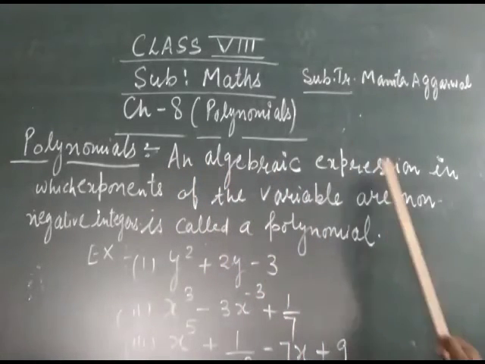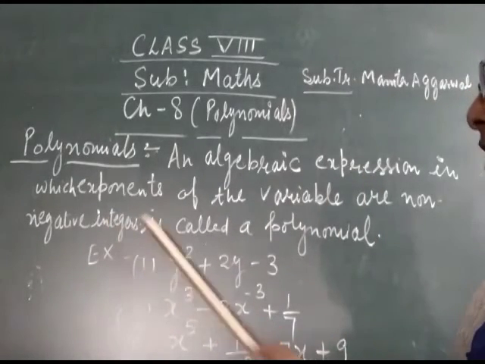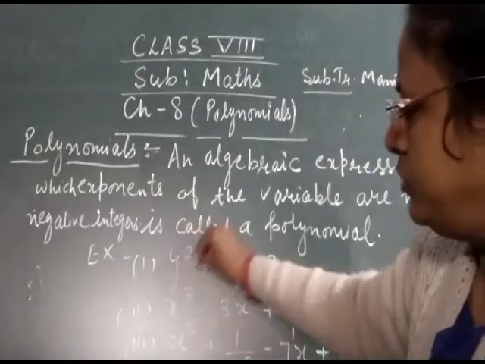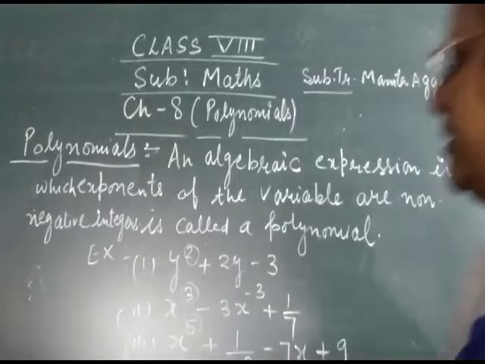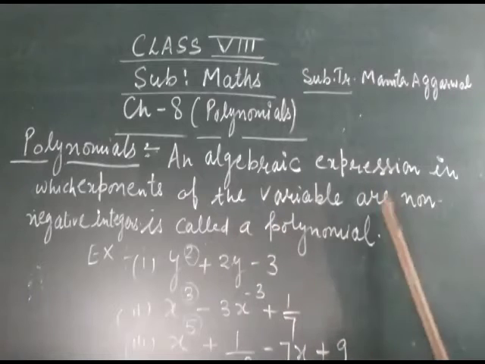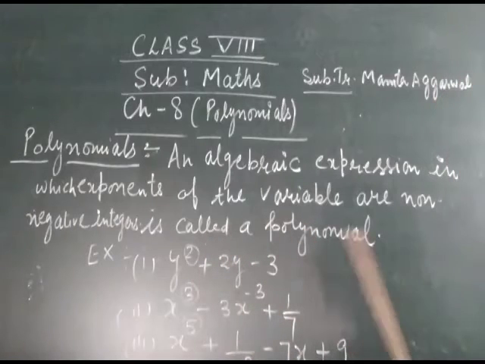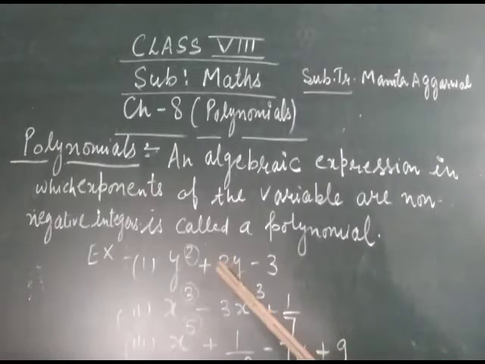An algebraic expression in which the exponent of the variable, where x and y are variables, is a non-negative integer. Exponent means degree, this 2, or you can say this power 3, this power 5. These are the exponents, but x and y here are the variables, and the exponents are non-negative integers, meaning positive integers. Such an expression is called a polynomial. And these are the examples of polynomials. But now I am discussing three examples, which are polynomials and which are not polynomials.